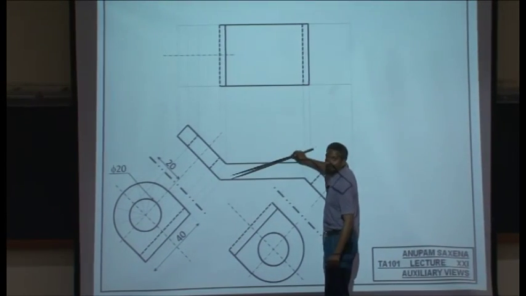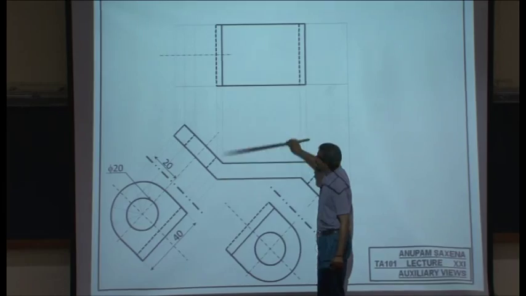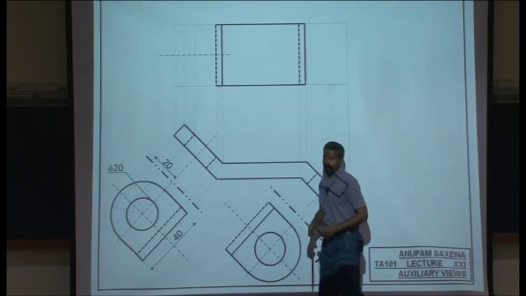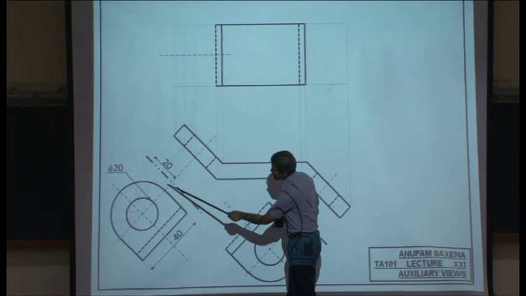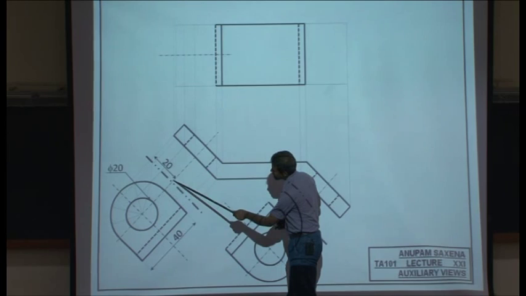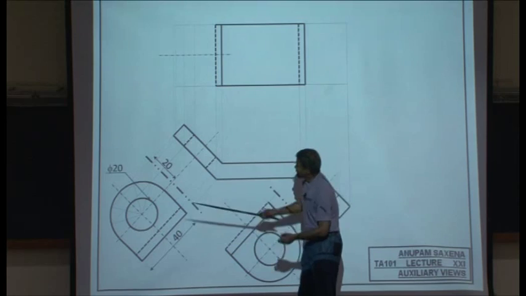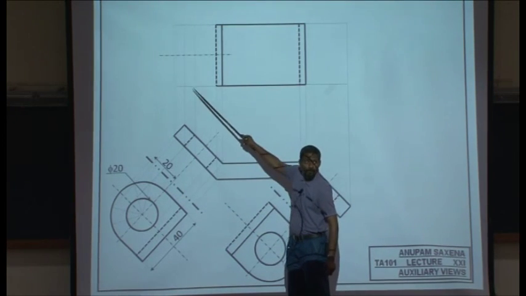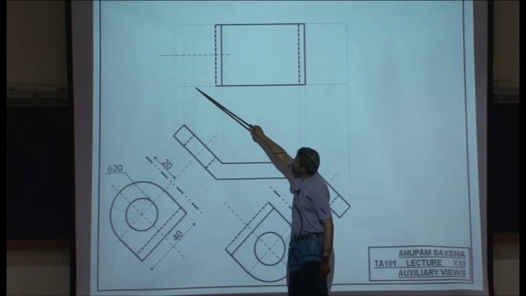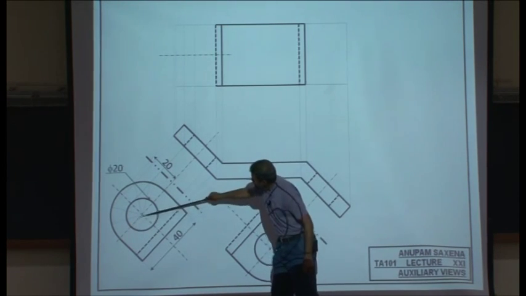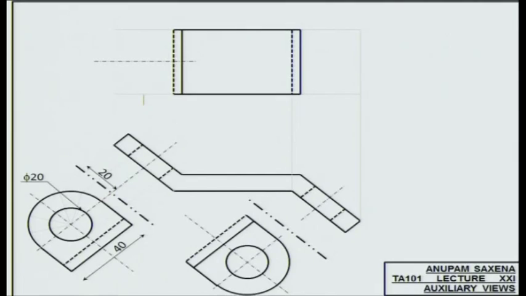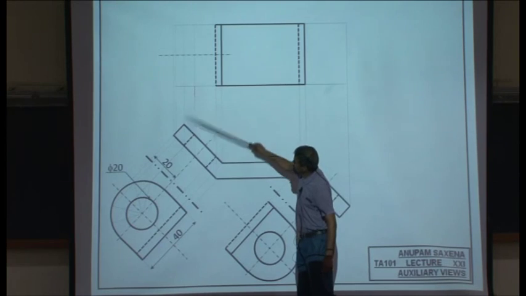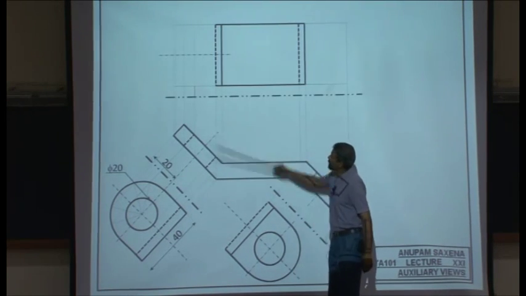Of course, these two views are going to be separated by a hinge line. How do you find the position of this hinge line? Now, to do that, look at this feature and take the distance of this point from the hinge line over here. This feature is going to be lying where? Over there. Take it up. This feature is going to be lying over there. Measure that distance, and then locate the hinge line.